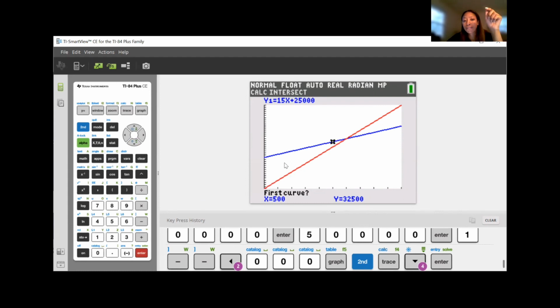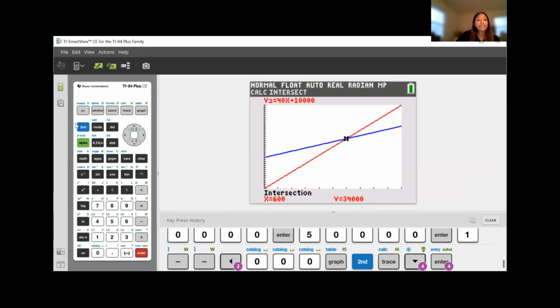Notice it says first curve, question mark, enter. Second curve, question mark, enter. And then guess, enter. Hit enter 3 times, and it'll give you the intersection point. All right, so this is solving graphically, finding the intersection point of the 2 lines.